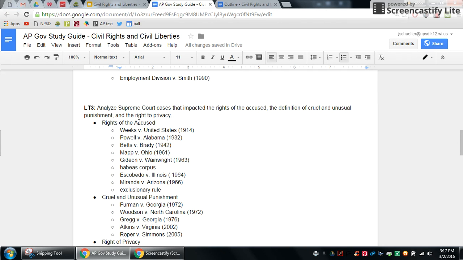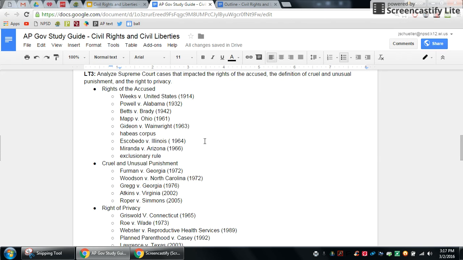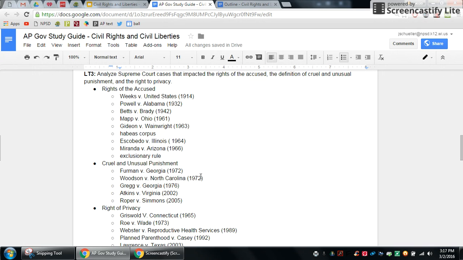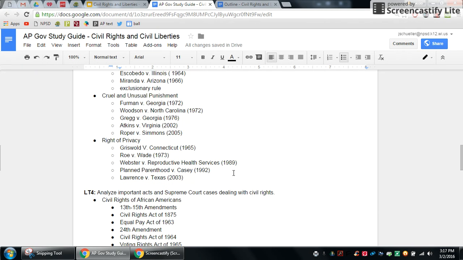Then we'll move on to Learning Target 3, which is where we talk about rights of the accused, the definition of cruel and unusual punishment, and the right to privacy. We start out with rights of the accused, and move on to cruel and unusual punishment, and then rights of privacy. And we've just got a bunch of Supreme Court cases for each one of those.